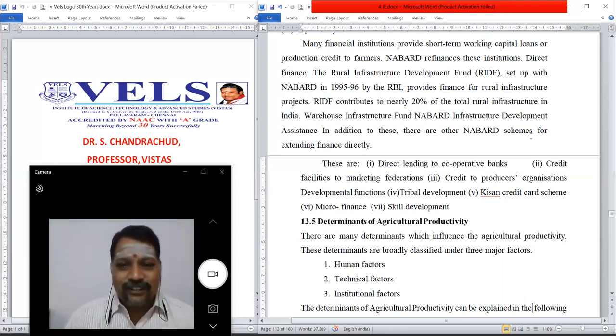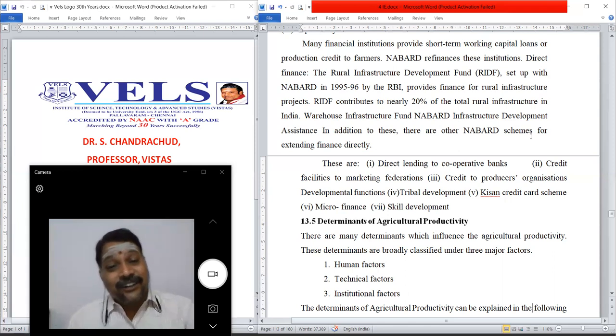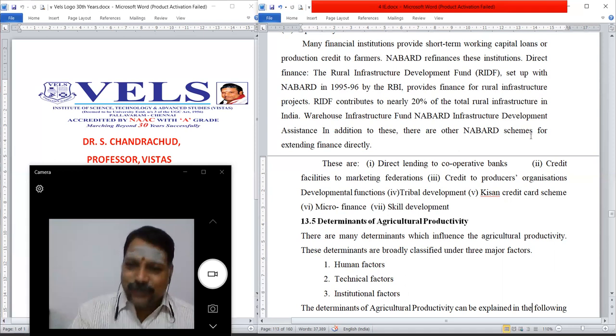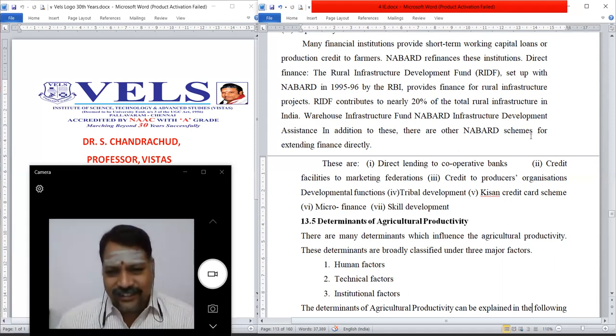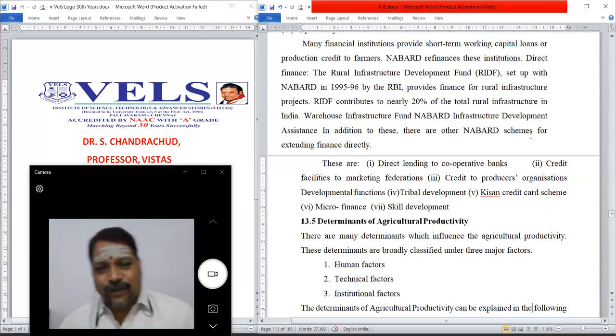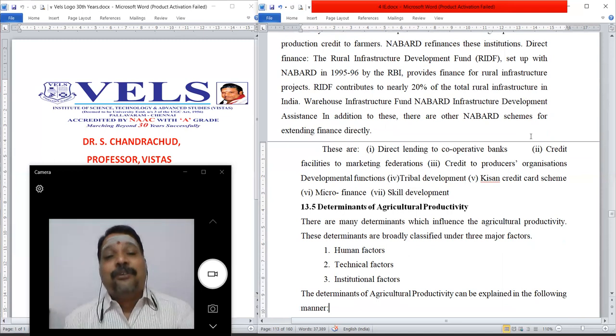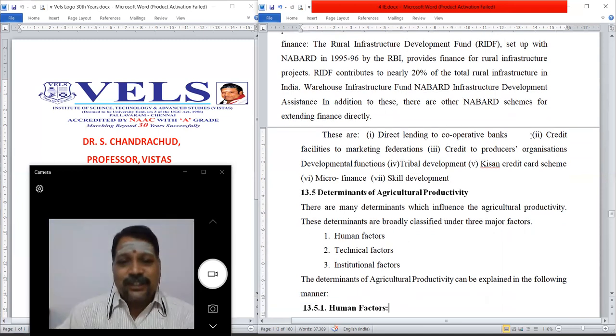One more facility is called microfinance. This microfinance helps the rural farmer with the formal and informal institutions. This particular microfinance helps a lot to deliver the goods from the rural area to the ultimate consumer. Based on this information, now let us go to the technical side.